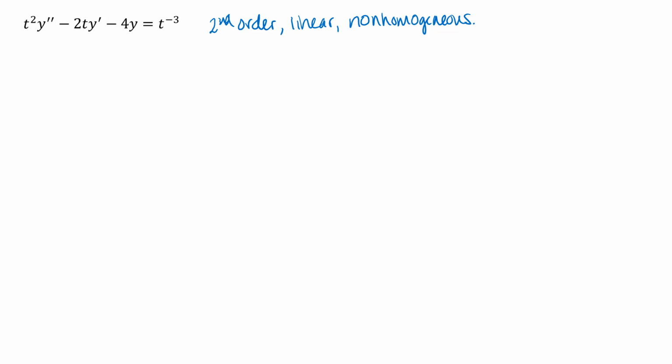So we're going to be looking for a solution of the form y equals y sub h plus y sub p, where y sub h is a solution to the homogeneous differential equation associated with this differential equation, and y sub p is a particular solution that satisfies the non-homogeneous differential equation. Alright, so we're going to start by finding y sub h by solving the associated homogeneous differential equation.